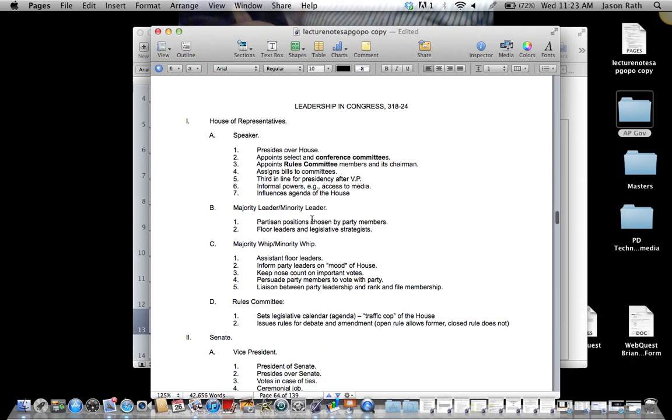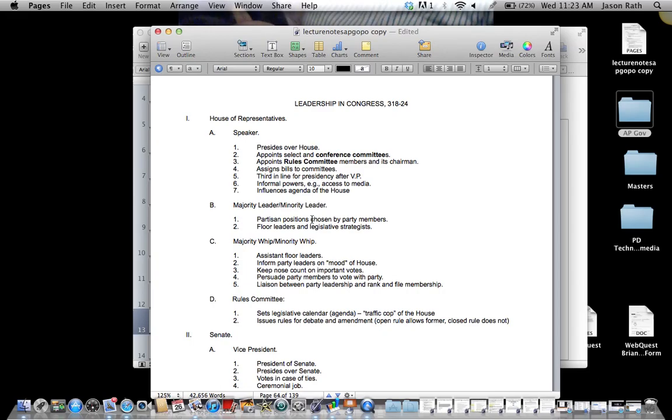Now, leadership. This is the other phase of our notes. So the leadership of Congress. You have the Speaker of the House. Now, this is their job. They preside over the House for the majority party. The party that has the majority, the longest standing, most respected member is going to become Speaker. This is very important. They appoint and select conference committees. Committee work in Congress is where a lot of the actual work for Congress takes place. So it's very important.